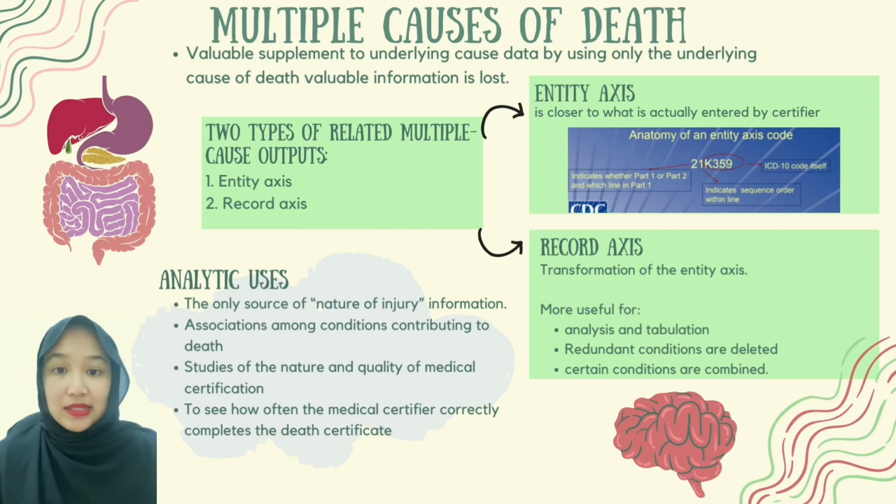Entity axis is closer to what is actually entered by the certifier and includes the placement of the condition on the death certificate. So for example, 21K359. 2 indicates whether it is part 1 or part 2 and which line in the part. 1 indicates the sequence order within the line, and K359 is the ICD-10 code itself.